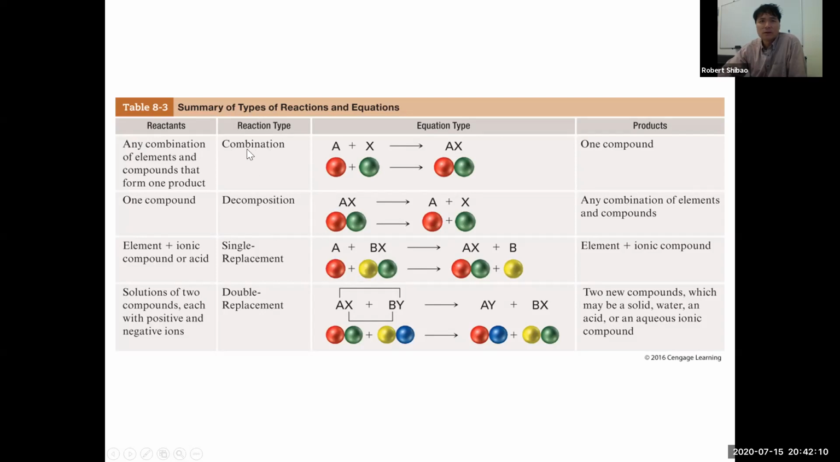Just to summarize, they had a combination where we combined 2 elements to make a compound. They had a decomposition where they took a compound and decomposed it into 2 elements. They had single replacement like this, where we took an element A plus a compound BX and formed a new compound AX and the element B. This is a double replacement. We're taking compound AX plus BY and forming 2 new compounds, AY and BX.